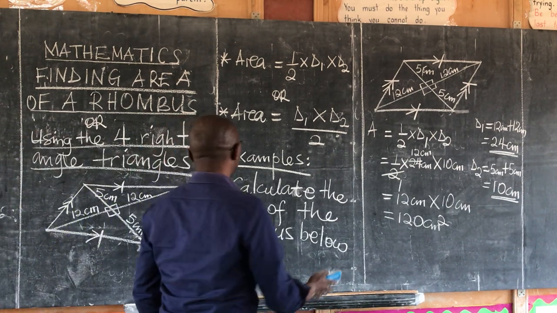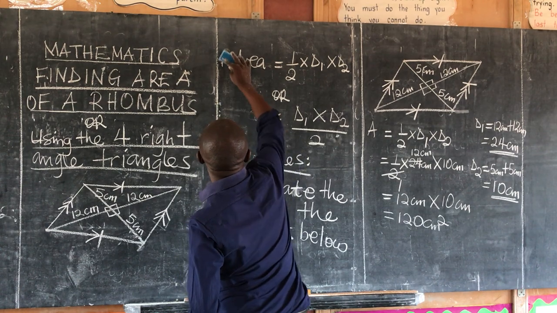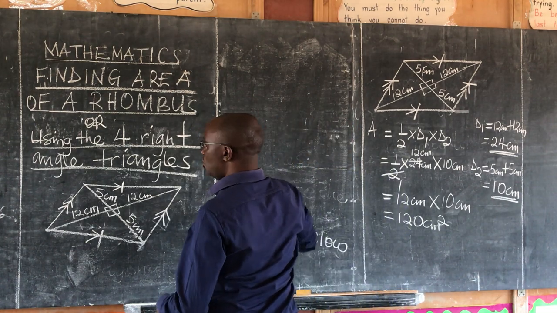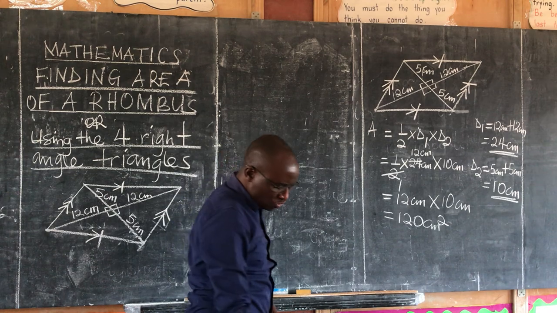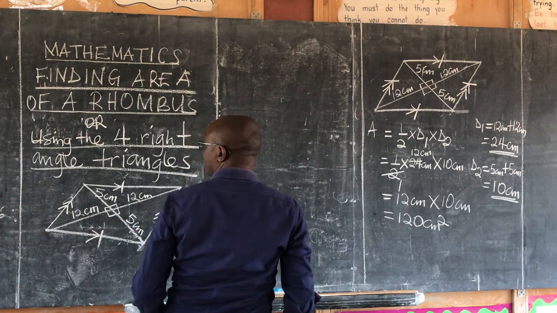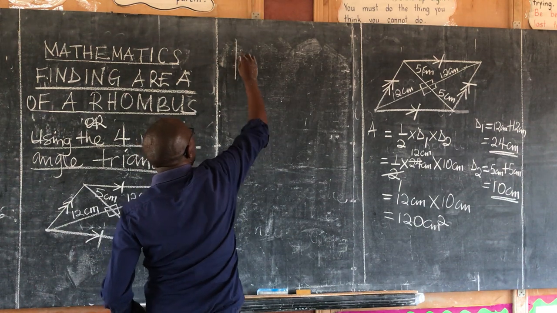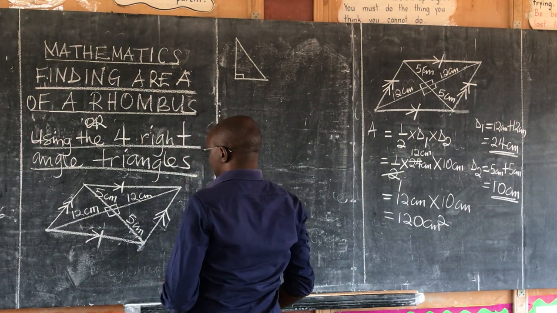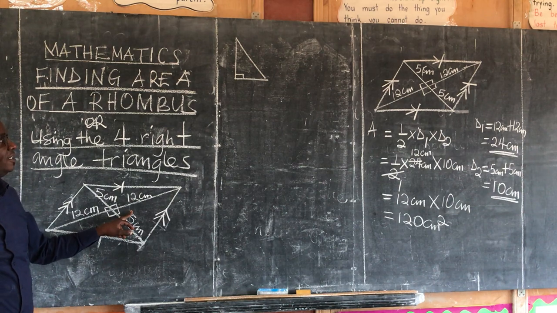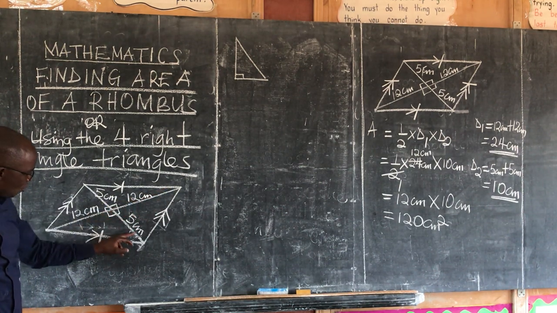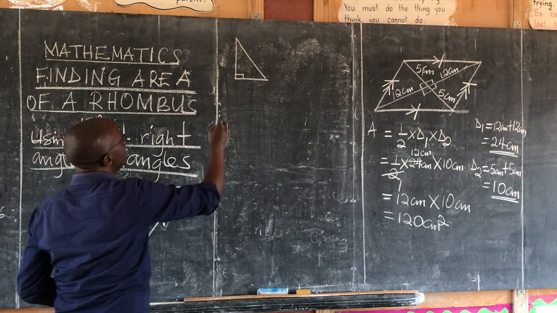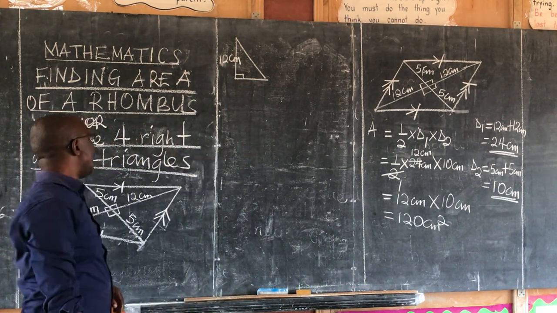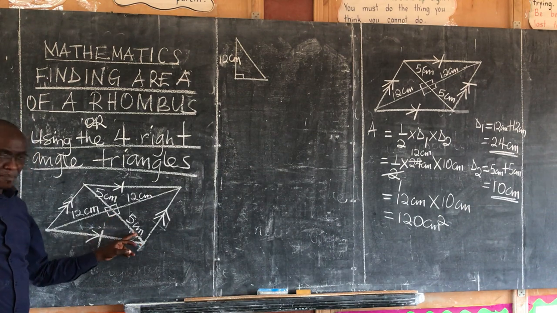Meaning that I can find the area of one triangle. And let me do extraction. I extract one right angled triangle from the rhombus. This is what I've extracted. Its height is 12 centimeters, and the base is 5 centimeters.